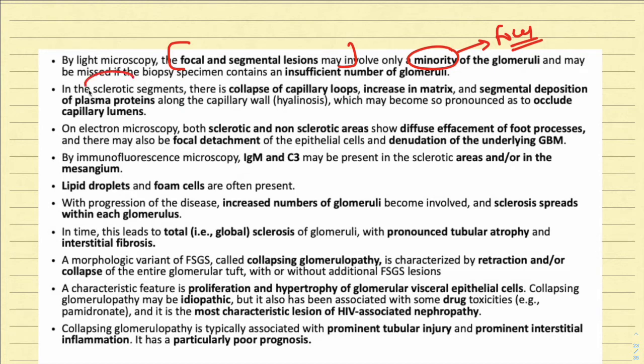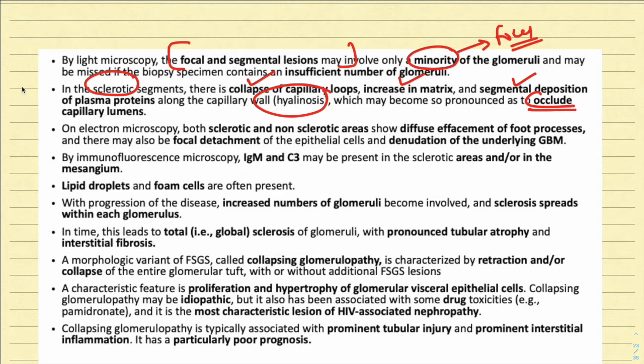Where in the glomerulus there is a sclerosis, whatever capillary loops are there will undergo collapse completely. There will be increase in the matrix in that part, so that part will appear more pinkish in nature, and there will be segmental deposition of plasma proteins. What do we describe the protein deposition as? We call it hyaline change. So a hyalinosis will be seen, and that hyalinosis might become so pronounced that the glomerular capillaries might get occluded altogether.